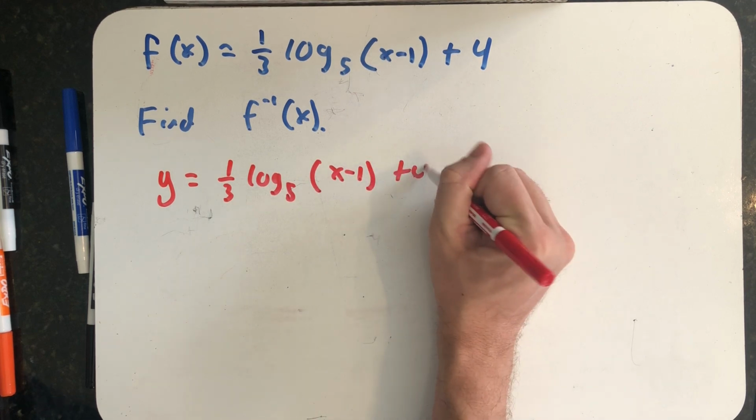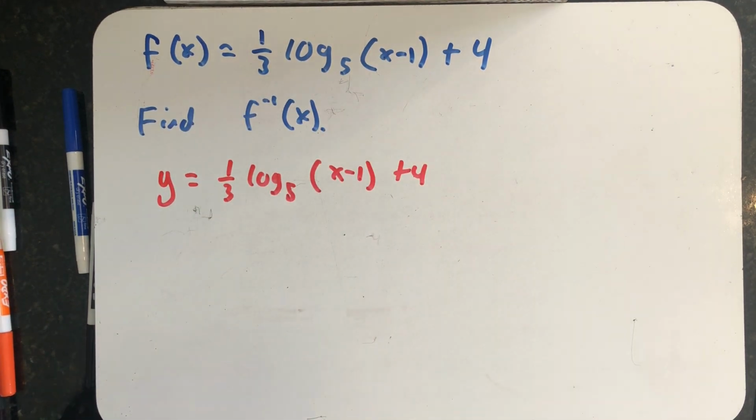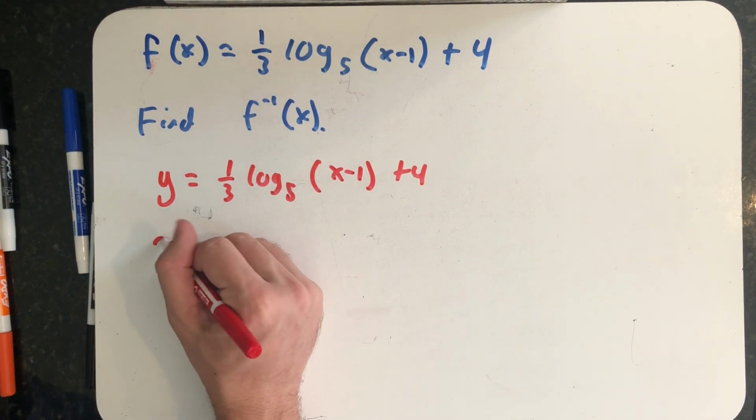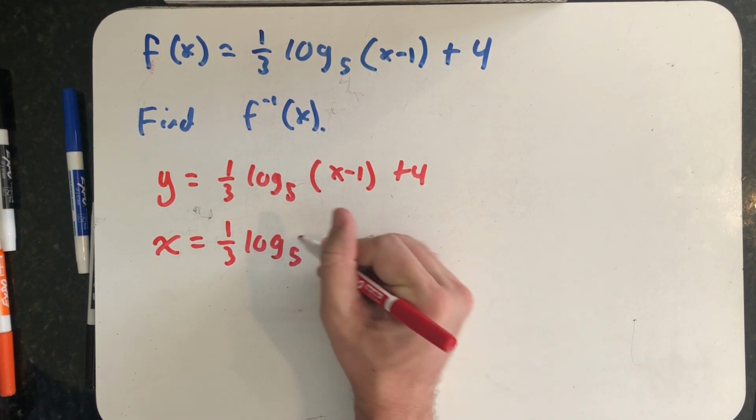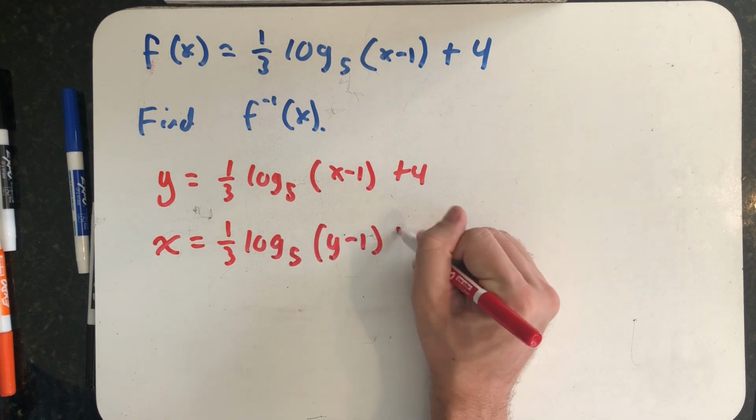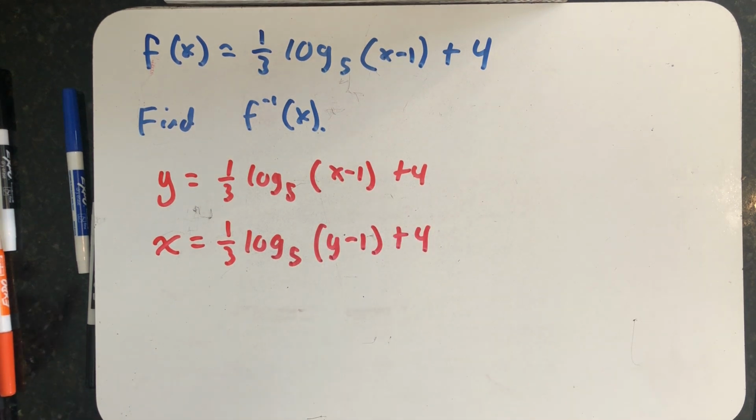So I'm going to rewrite my function, instead of as f of x equals, as y equals. And my next job is to swap x and y. The domain just became the range, and the range just became the domain, and now my job is to get y by itself.